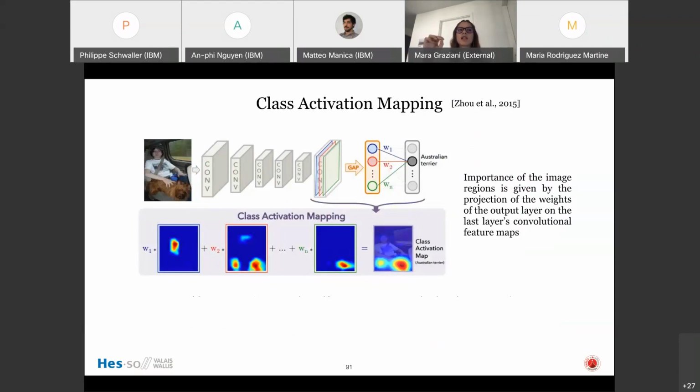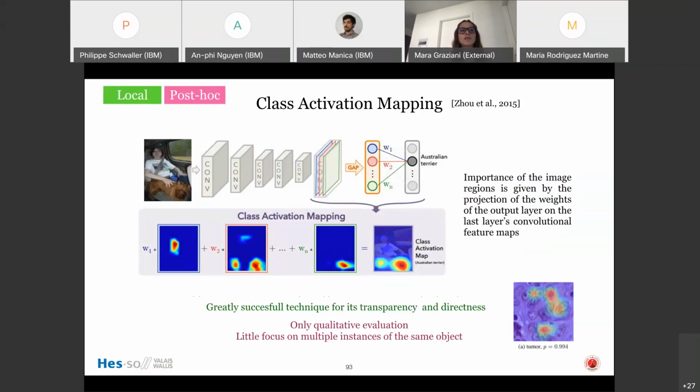Now, some networks like Inception have already a global average pooling before softmax, and other networks may not have it, like AlexNet, for example. So this global average pooling operation can be added as a last layer, and it is very fast to train because it's just one layer. And this technique was very successful because of its transparency and directness, giving a clear idea of where the network is looking at. One issue with it is that it seems to fail to give focused heat maps when there are multiple instances of the same object.